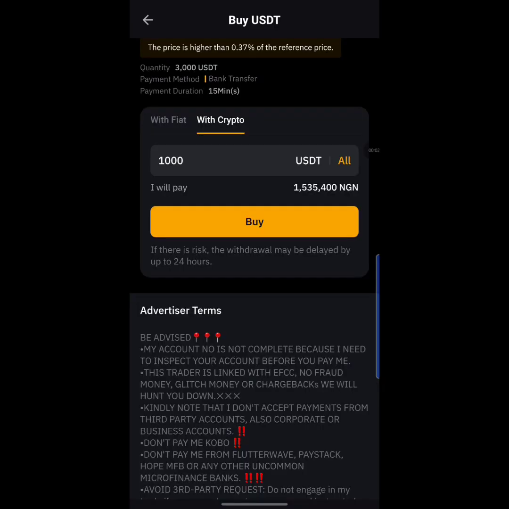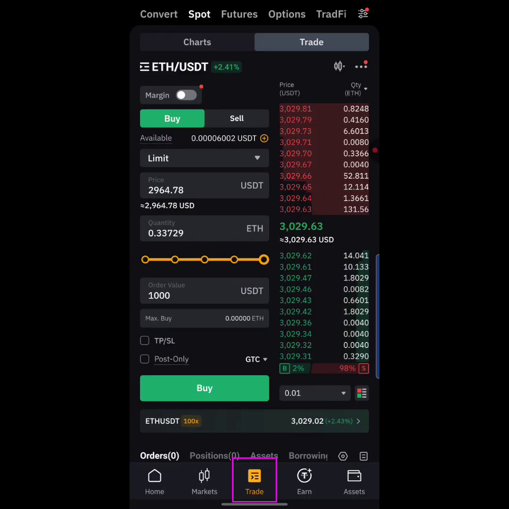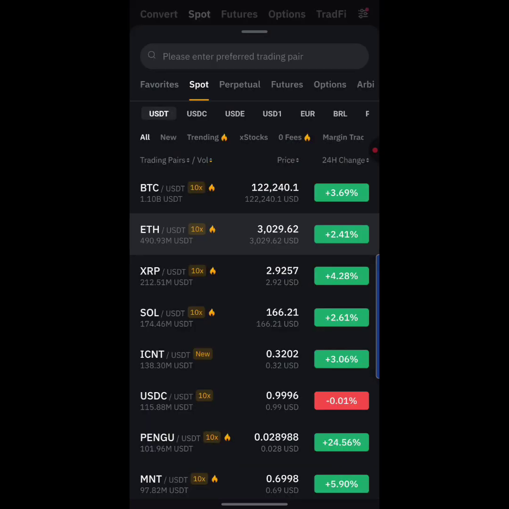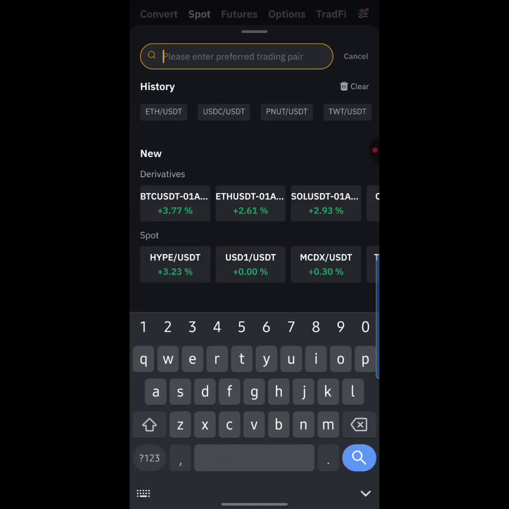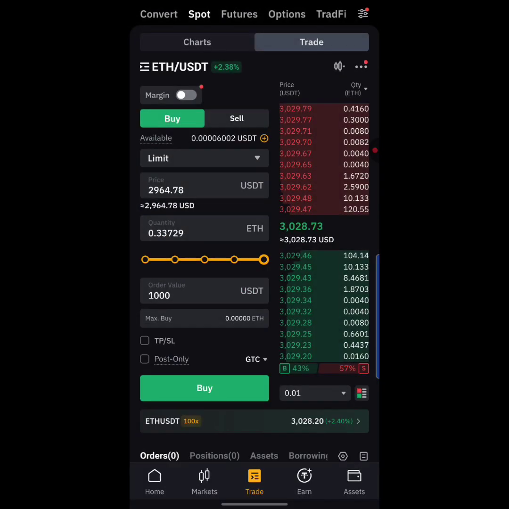Now let's assume that we've got 1,000 USDT here. I'm going to go back right now, guys. The next step would be coming over to the trade section here, and then you simply select ETH/USDT. If you are not seeing your own here, just like mine, all you do is hit on it here and select it. You just type in ETH/USDT. So this is it right here. I'm going to hit on it, guys.